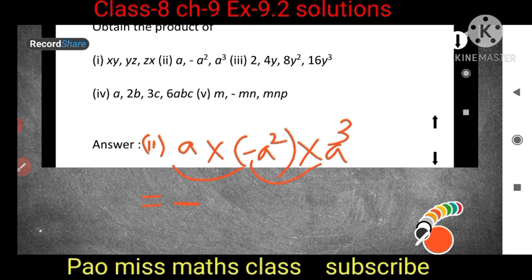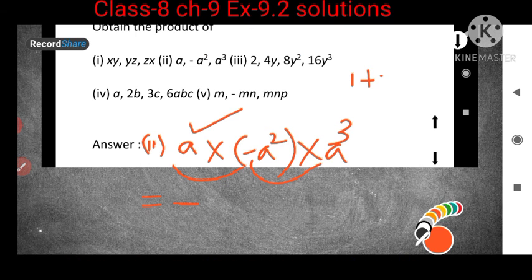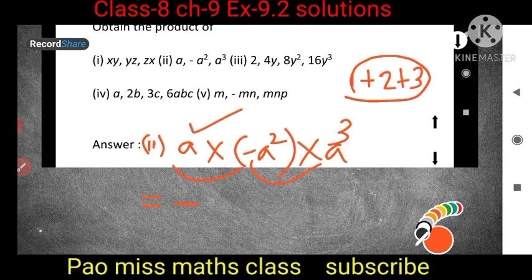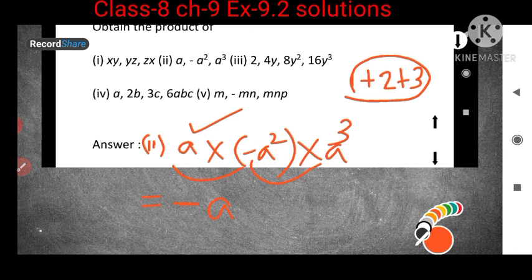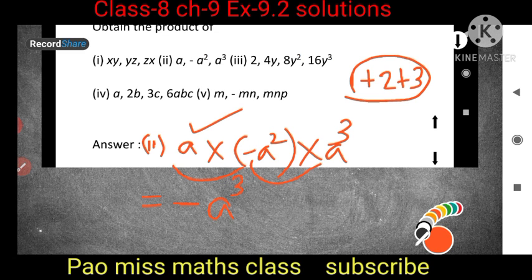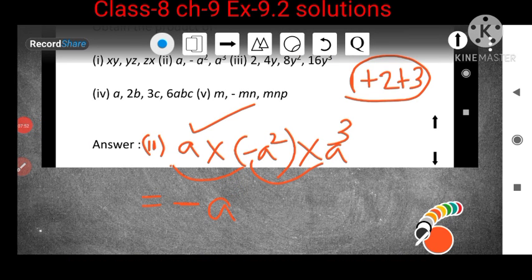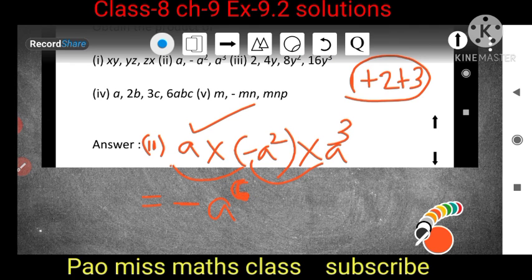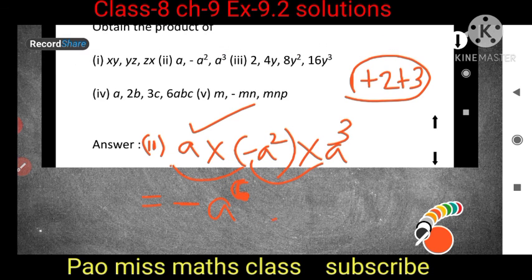Now how many a's will it be? The first one has no power, that means we have to assume 1. In the second value we have 2 as a power, and in the third we have 3 as a power. So if you add all these, it will become 6, isn't it? So that means our answer will be minus a to the power 3. Sorry, not 3, because 1 plus 2 plus 3 is equal to 6. Okay, a to the power 6. So the answer for this question is minus a to the power 6.